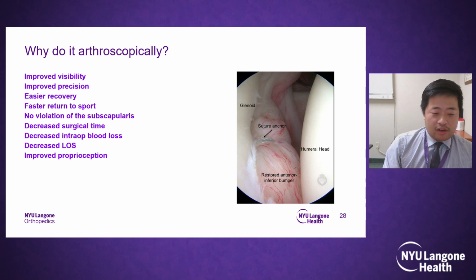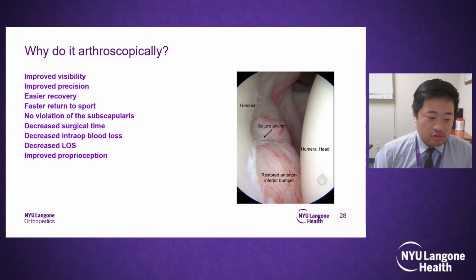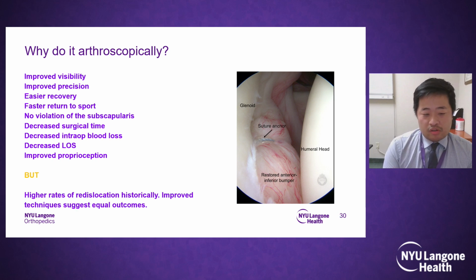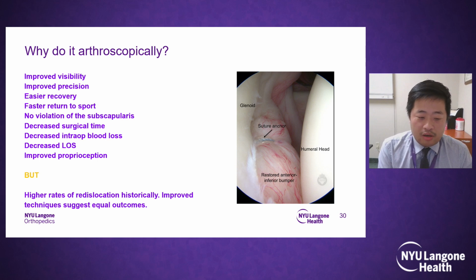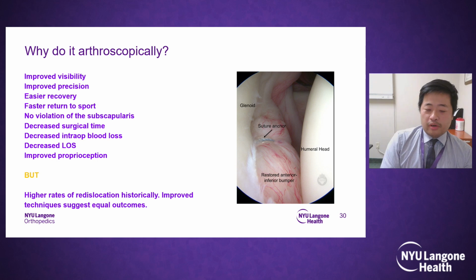And I think there's less violation of some of the proprioceptive fibers that go into the labrum when you do this arthroscopically. But there are some caveats. If you look at the outcomes, there have been higher rates of redislocation historically with arthroscopic Bankart. And so for a while, people were saying, well, maybe open Bankart's a much better surgery.